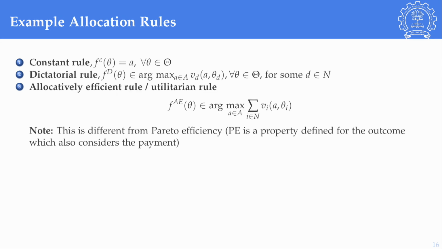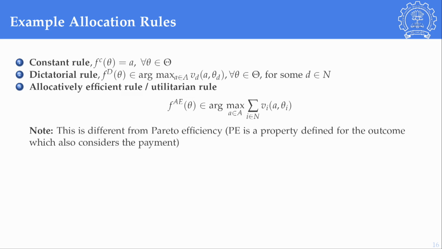The third one, we have already seen it. So, just remember this terminology, the allocatively efficient rule, also known in the economics social choice literature as the utilitarian rule. Why is it utilitarian? Because you are looking at the aggregate population. What it is trying to do is sum the valuation of all the agents, as if the society, as a society, the sum of the happiness is maximized at this outcome A.